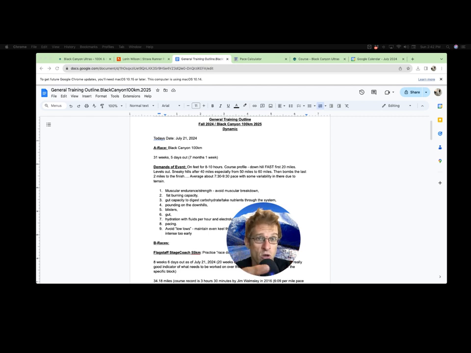So there are four different outcomes. I can finish the race. I can finish the race healthy. I can finish the race fast, or I can finish the race fast and healthy. And every one of those four different outcomes has a different training demand from you or from me. For me, my goal is to finish in a reasonably fast time and get out of the event healthy.